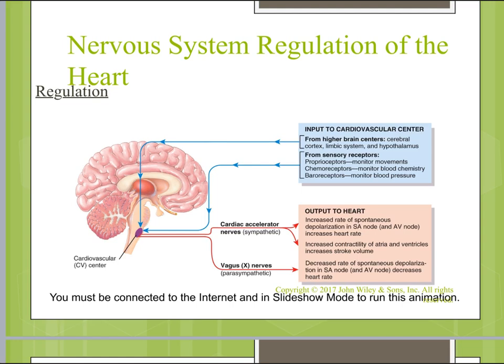This is part of our sympathetic nervous system, our cardiac acceleratory center. This also increases contractility of the atria and ventricles, ultimately increasing stroke volume. We have our vagus nerve, cranial nerve 10, one of the most important cranial nerves in our body, which is part of our parasympathetic division, which is going to ultimately decrease the rate of spontaneous depolarization in the SA node and subsequently the AV node, ultimately decreasing heart rate.